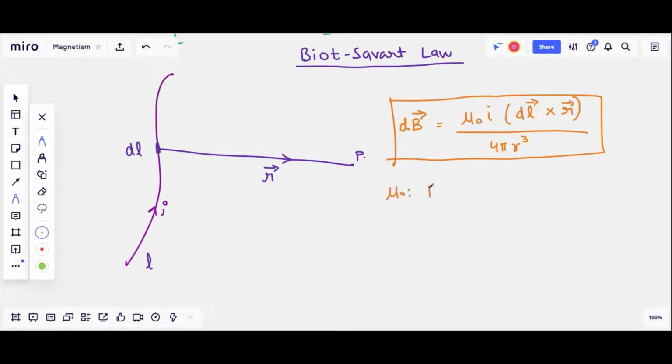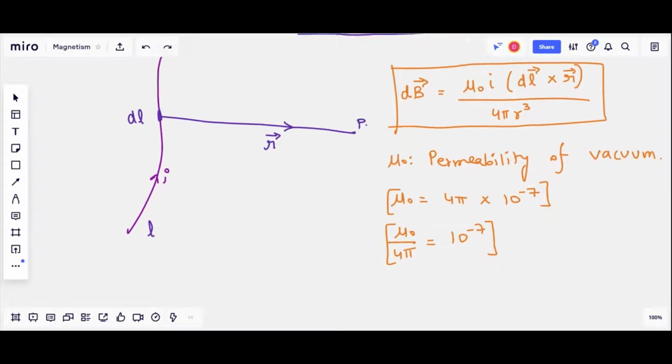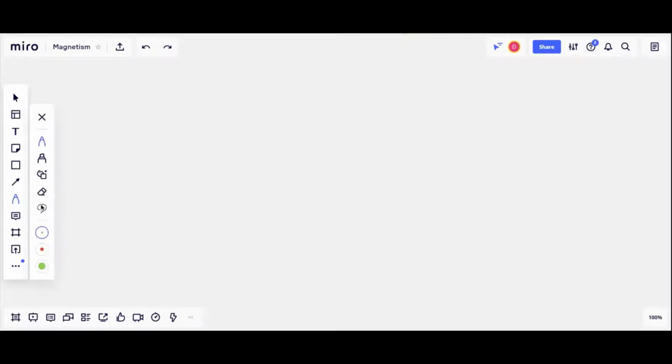Mu naught is called the permeability of vacuum. If we remember, when we were talking about electrostatics, there was something called epsilon naught, and epsilon naught was called permittivity of vacuum. Just like that, mu naught here is called permeability of vacuum, and the value of mu naught is 4 pi times 10 raised to the power minus 7. In other words, we can also write that mu naught over 4 pi is 10 raised to the power minus 7. Why are we writing like this? Because there is mu naught over 4 pi in the formula, which can right away be replaced by 10 raised to the power minus 7 while solving numerical questions. So that's how this Biot-Savart law is given, and using this Biot-Savart law, we are going to find the magnetic field.